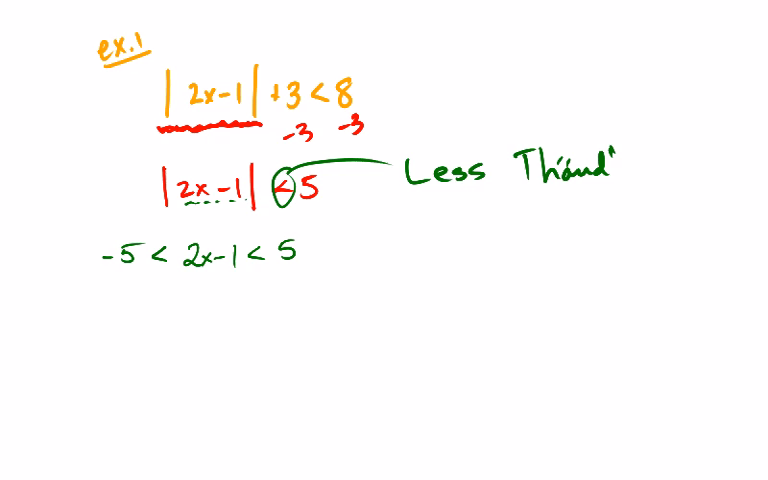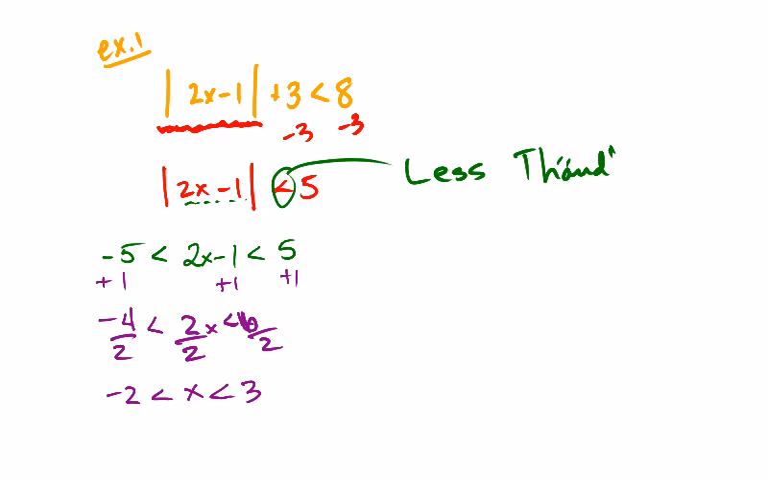Now we solve it as normal. I'm going to add 1 to every side. It's going to be negative 4 is less than 2x minus 1, or no, excuse me, just less than, and we'll go with 4, switch that around. It's less than positive 4, or 6, this is a 6. Then we divide by 2, and so that would be negative 2 is less than x, which is less than 3 also.